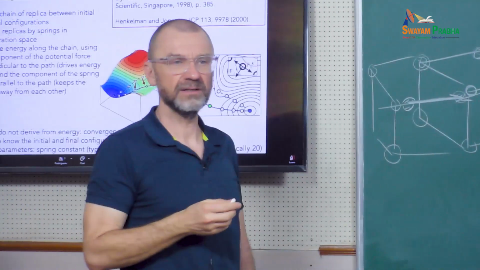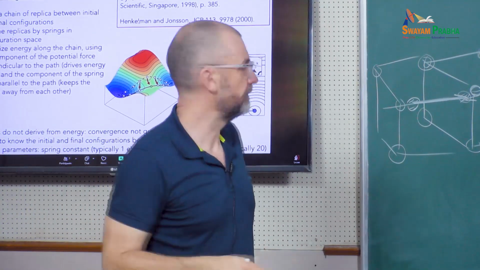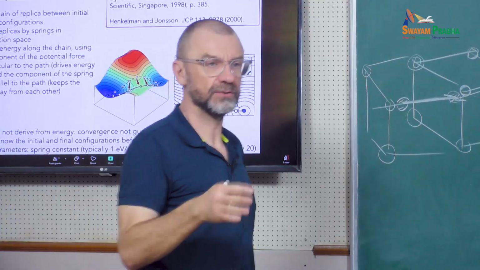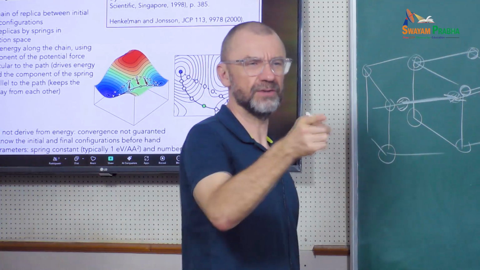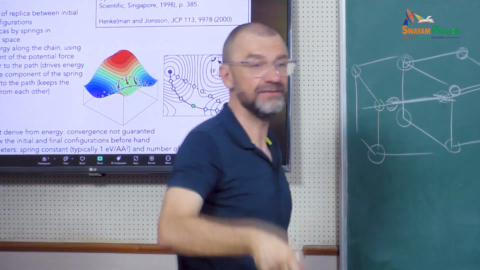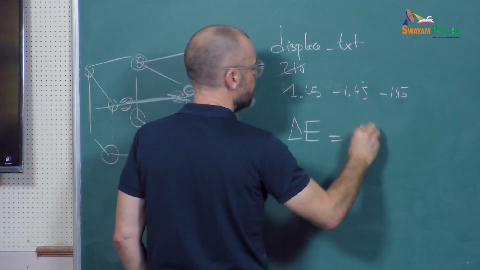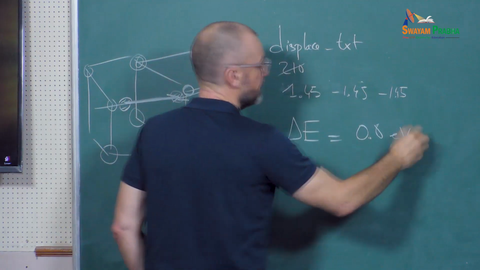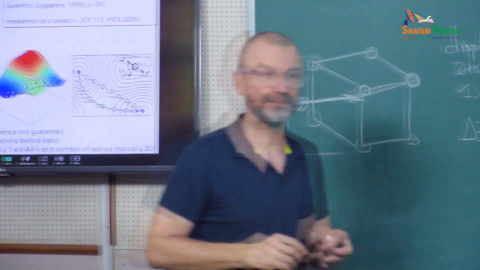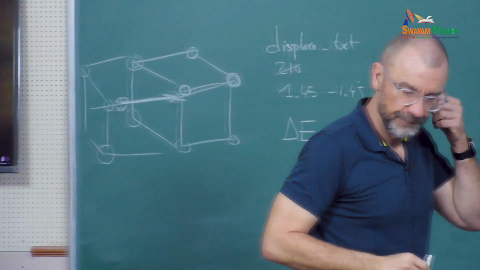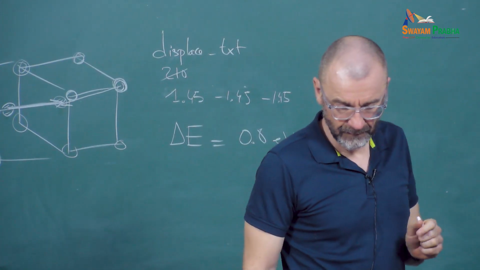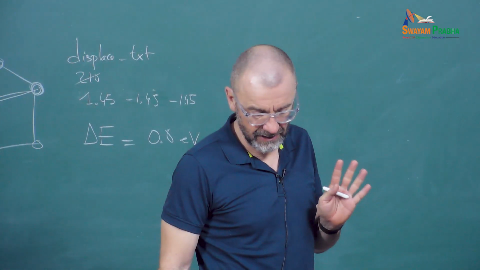Yes, you see? And if you do it, you get a barrier which would be on the order of 1 eV, probably. Have you done the 0.8 eV? So the correct calculation should give you 0.8 eV instead of 2.1. Okay, so that was for the NEB.